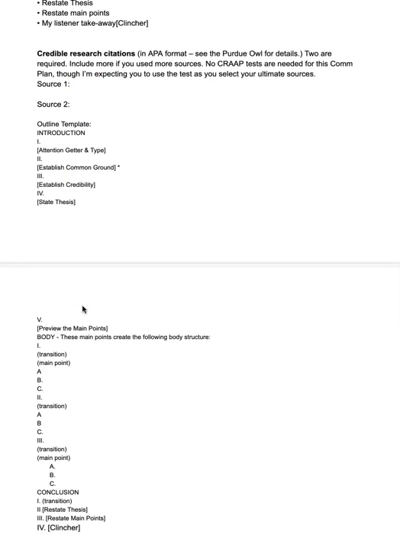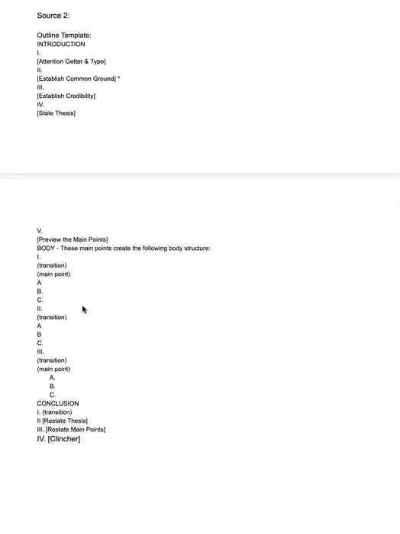Attention getter, type, common ground, credibility, thesis. I need to see the transition into your body point number 1, your main point ideas, your transition to point 2, your transition to point 3, your transition out of point 3, your restatement of thesis, your restatement of main points, and then your clincher, right? What is that idea that somehow connects with that attention getter that gets us a sense of what you want us to do and how you want us to take action on this idea in the future?